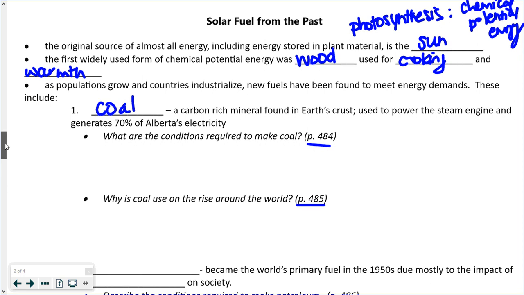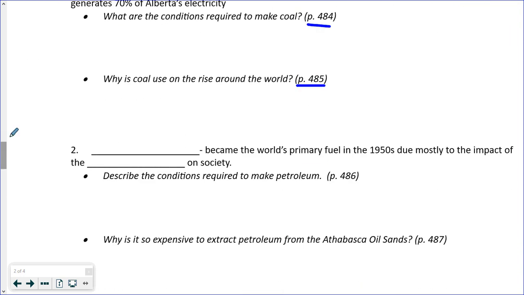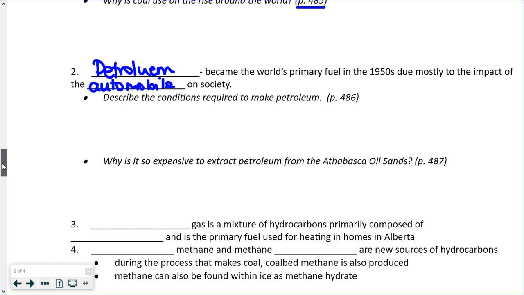So again, peek at these two sections in the textbook and just answer those questions. The next one, another fossil fuel or fossil product, is petroleum. And that became the world's primary fuel in the 1950s, mostly due to the impact of the automobile on society. So extraction and refining of petroleum products to produce gasoline, but also to produce jet fuel and asphalt and all those different things that can come out of the fractions of petroleum products. So think about how petroleum is made and extraction. Why is it so expensive? That one's a big question.